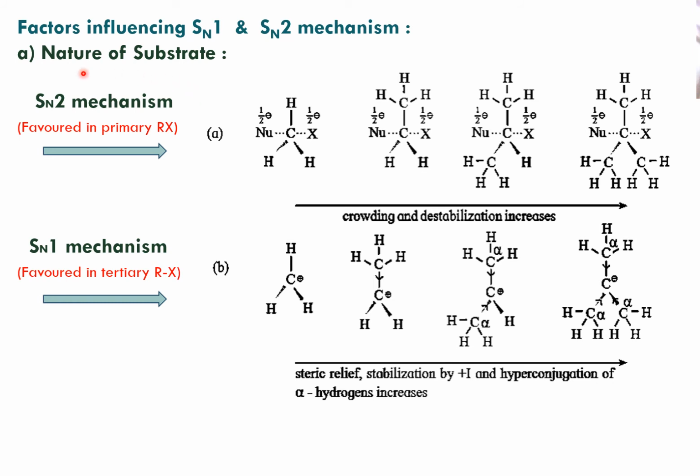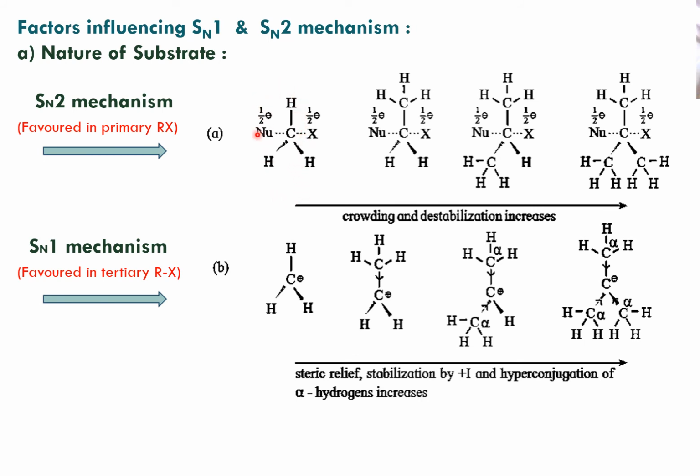In the SN2 mechanism, bond breaking and bond forming happen simultaneously. So the nucleophile has to approach while the carbon-halogen bond is not yet broken. When the nucleophile approaches, it cannot approach from the same side, because if it approaches from the front side, there will be repulsion. And if it approaches from the back side, there are alkyl groups present. So that means they cause what? They cause hindrance, steric hindrance.